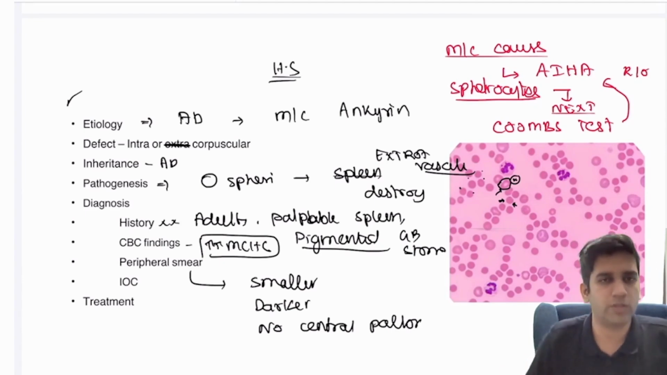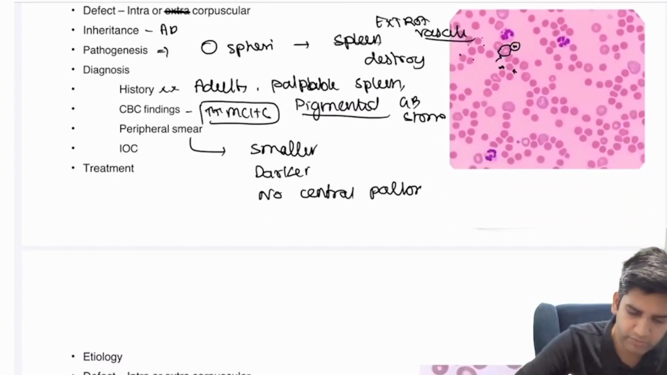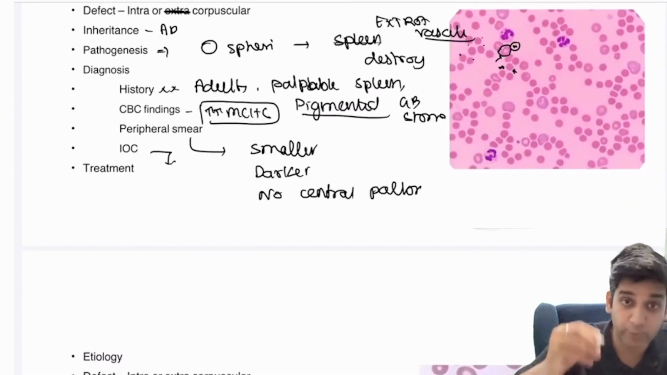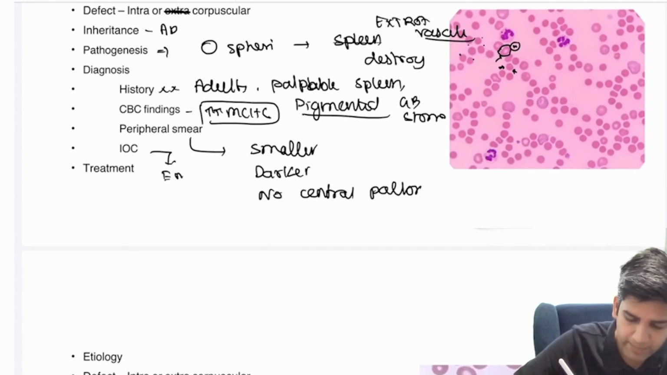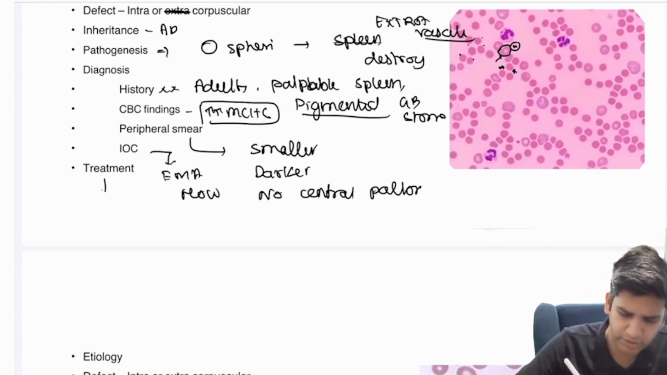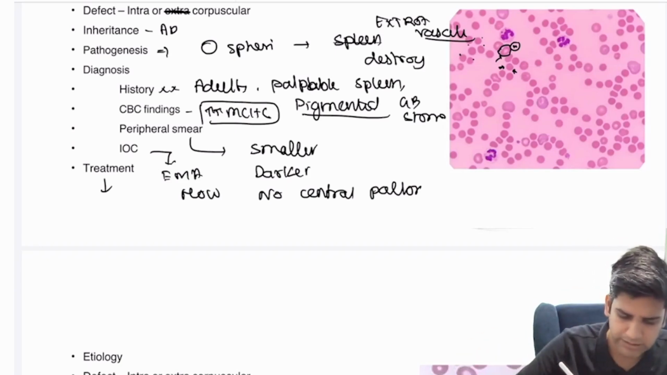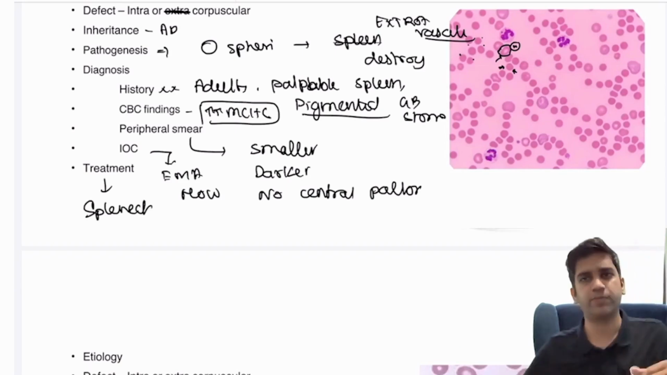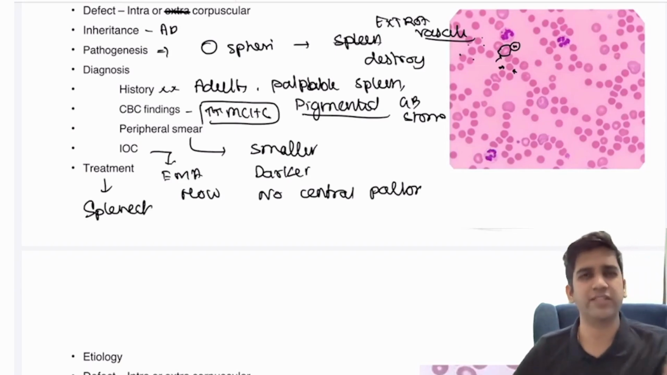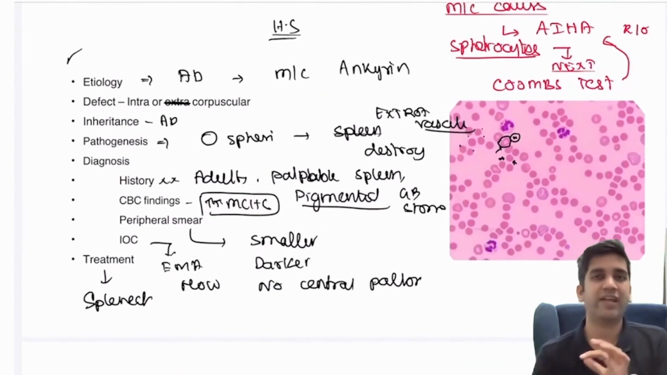By default, it's the most common cause, right? So the investigation of choice for HS, I'm talking about HS, is EMA flow cytometry, Eosin-5-maleimide based flow cytometry, and treatment is nothing but a simple splenectomy. You remove the spleen, that's more than enough for these patients to take care of them mostly in life, right? So this is what we're going to see for every disease.